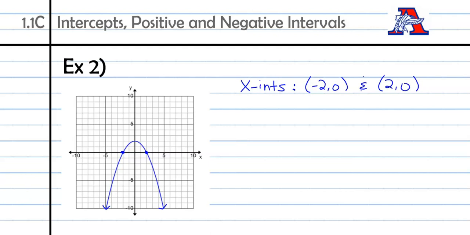And then we have a y-intercept. That's where we hit the y-axis. Remember, that's our vertical line. We hit that at 0, 2.